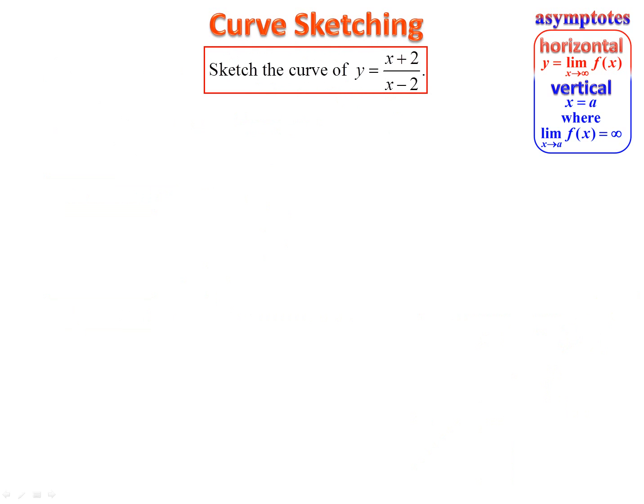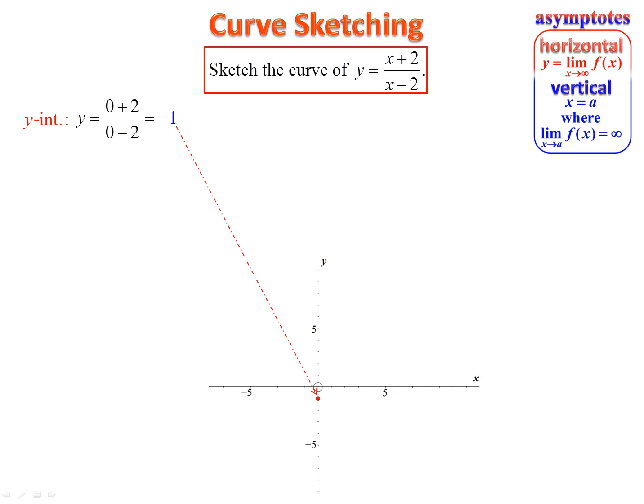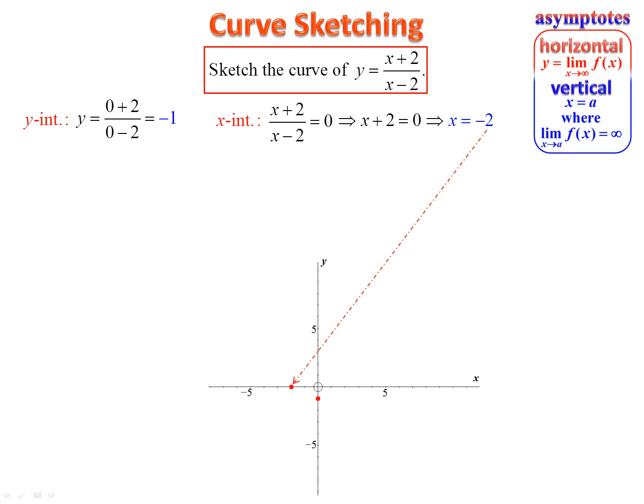Let's sketch a curve. We'll do y-intercept, x-intercept, see if there are any stationary points, second derivative if need be if there are stationary points, and asymptotes. So y-intercept. Substitute 0, we get -1. x-intercepts. Equate the function to 0 because y is 0. Multiply through by -2. x equals -2.